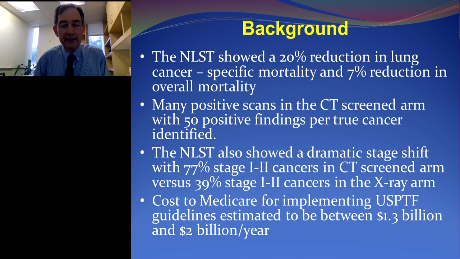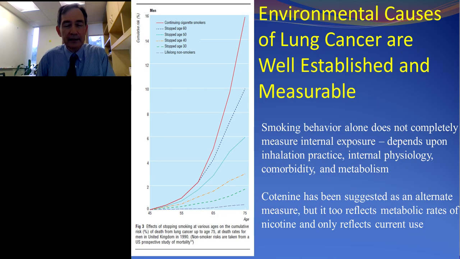The problem is the cost is quite dramatic, and the estimates are that the cost to Medicare would be $1.3 to $2 billion a year. Right now, screening is restricted to individuals who have an extensive history of smoking, and in some cases family history can enter into the screening guidelines, but this leaves quite a large population at risk for getting lung cancer not being screened. So it's nice to have this option, but it's somewhat incomplete and expensive.